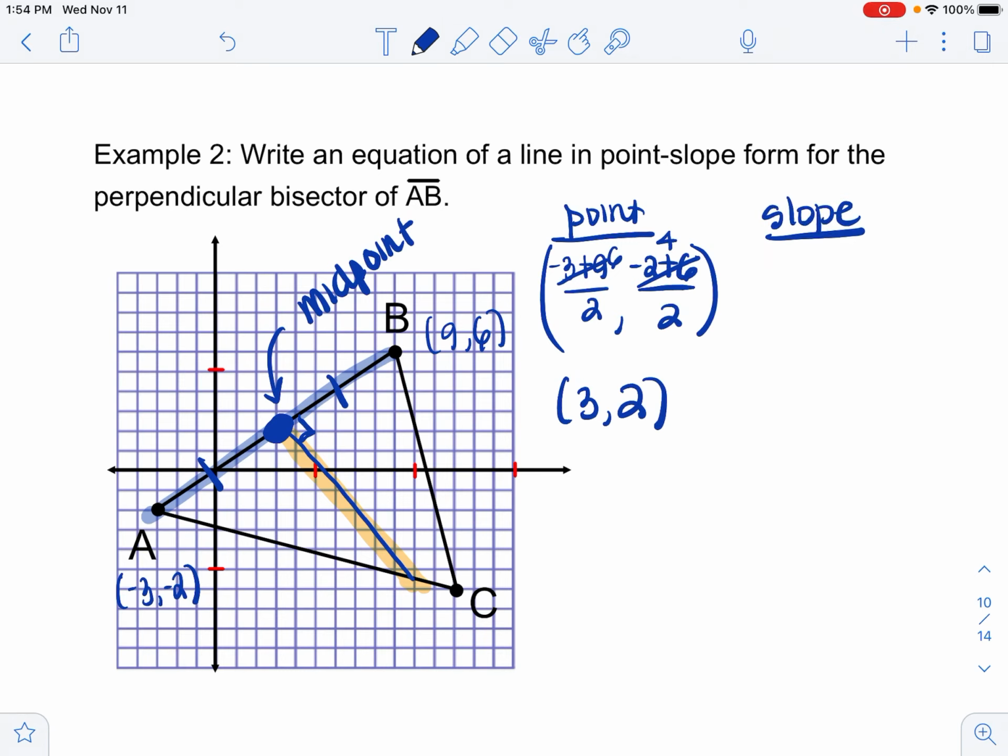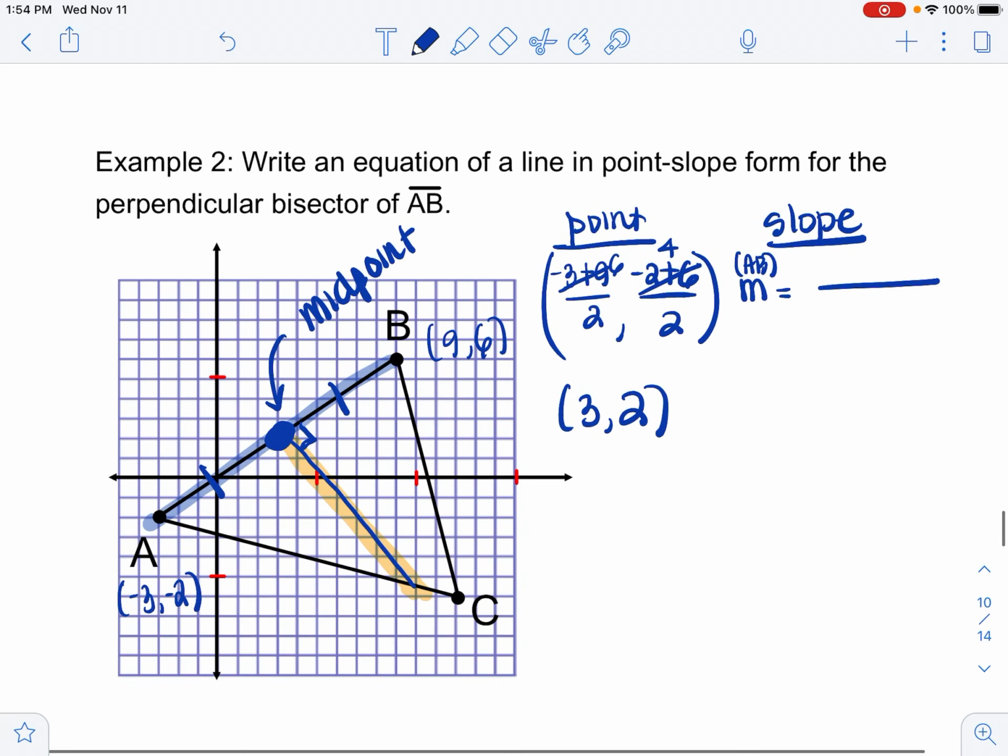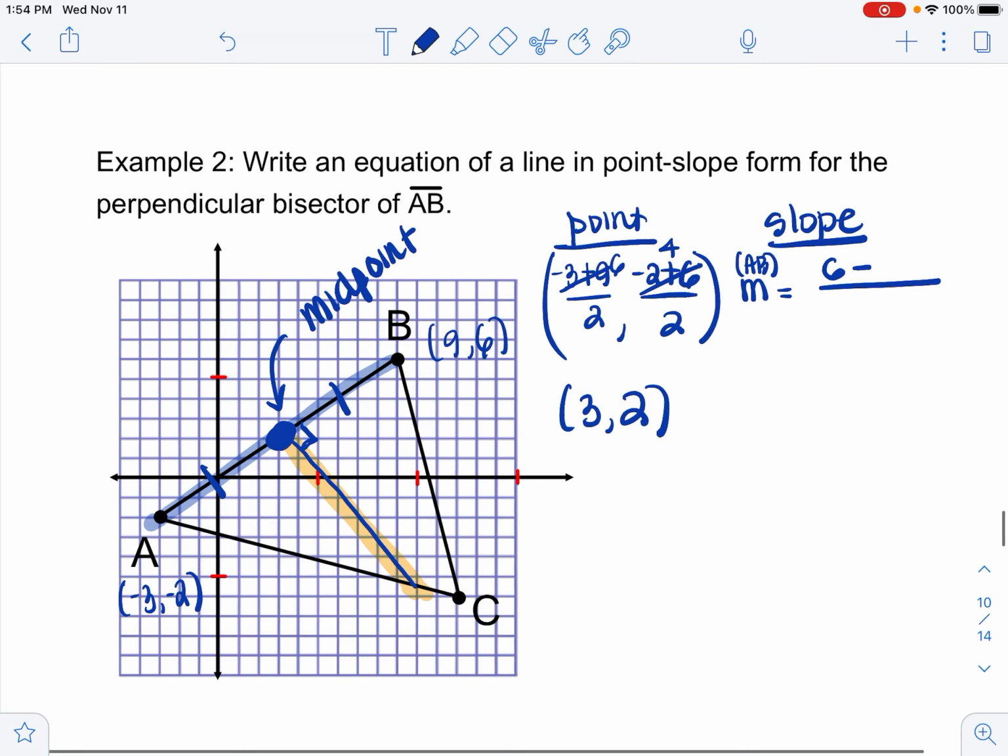Now I need to find the slope. Once again, I can't find the slope of my orange line, but I can find the slope of my blue line. My blue line is perpendicular to it. So let's find the slope of the blue line, which is the slope of AB. We're going to do y2, which is 6, minus y1, which is a -2. So I'm going to change it to +2. Over x2, which is 9, minus x1, which is a -3. So I'm going to change that to +3. This is 8. This is 12.